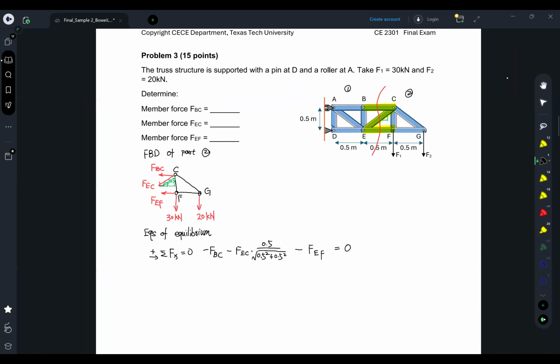Similarly, we can have the summation of forces along the y direction equals 0. Along the y direction we have the external forces, both going downward, and we also have the y component of FEC here. It is again the ratio between the height 0.5 and the hypotenuse.